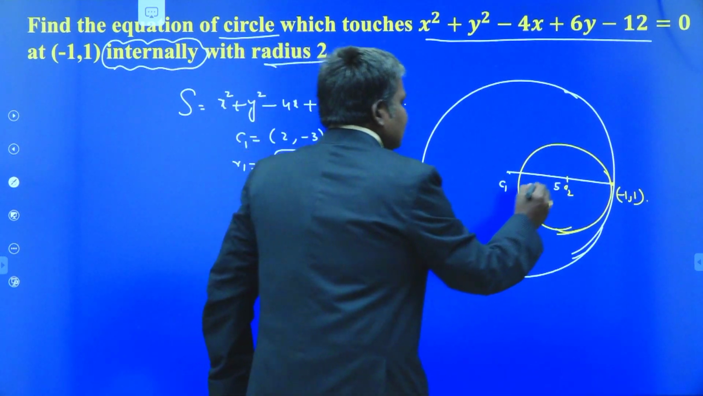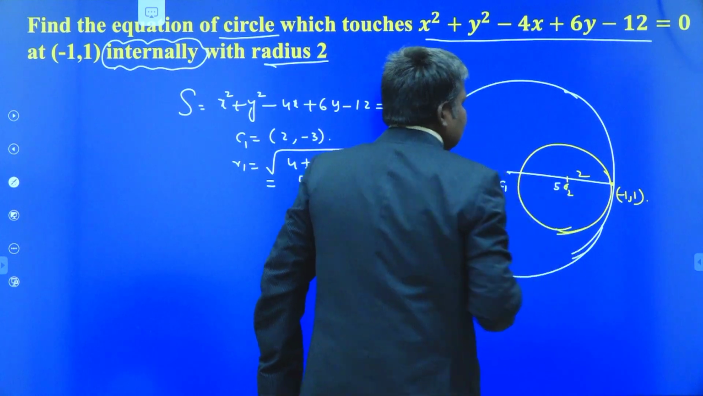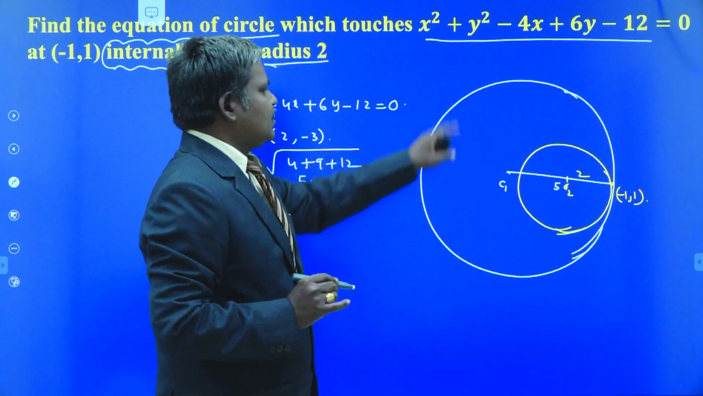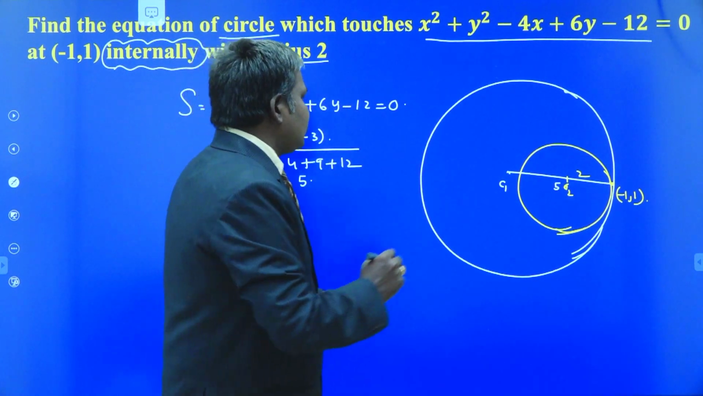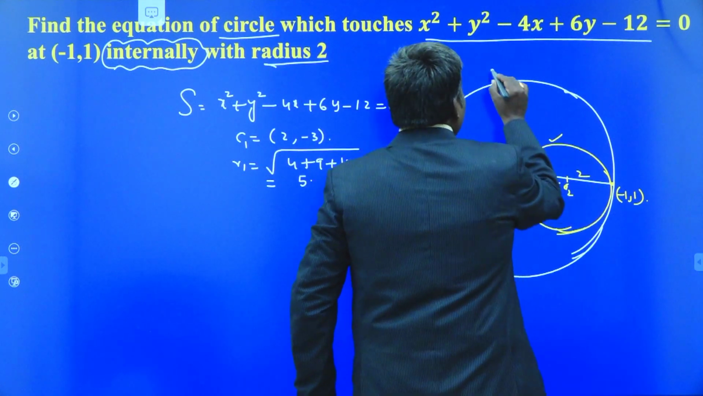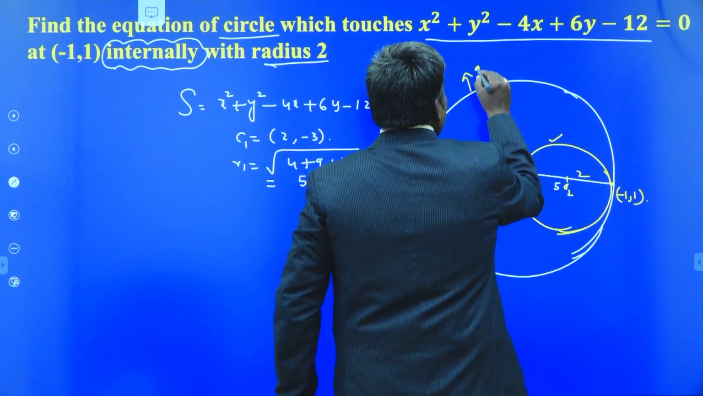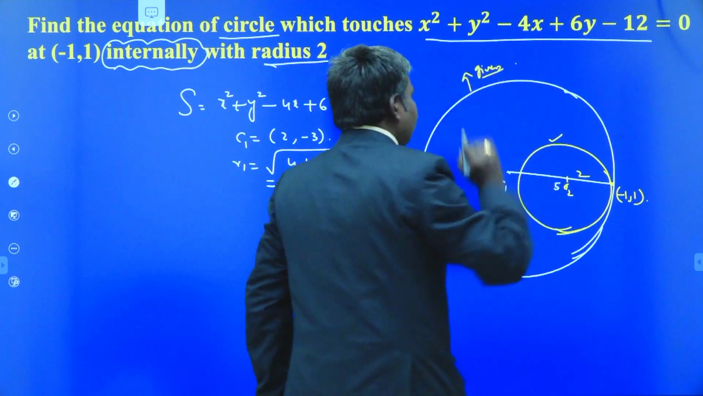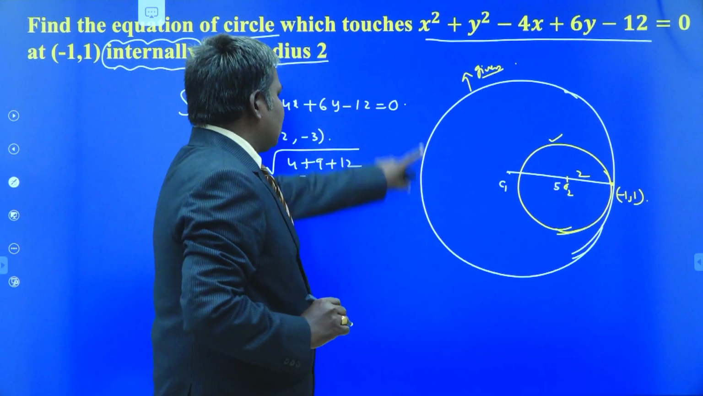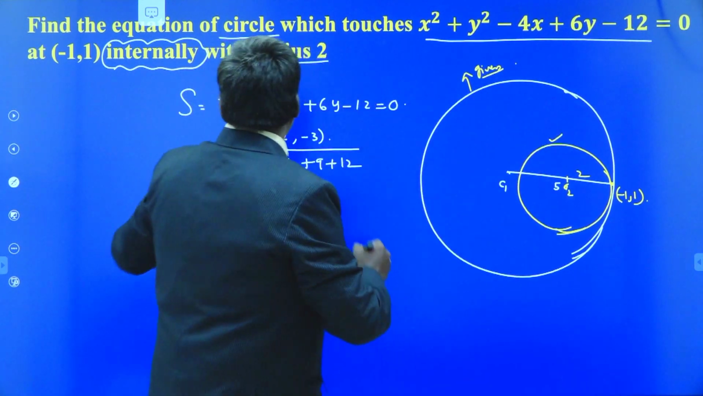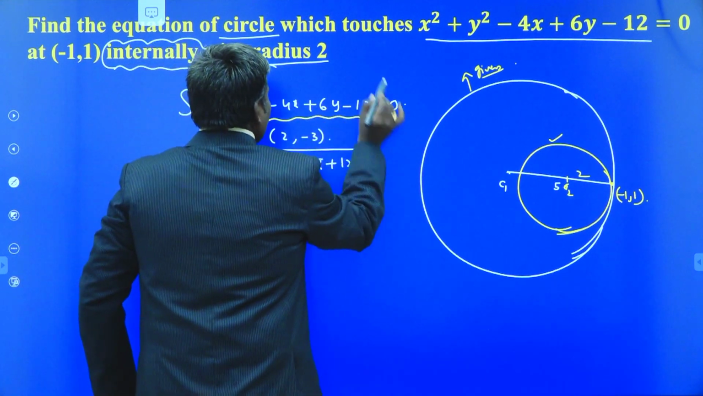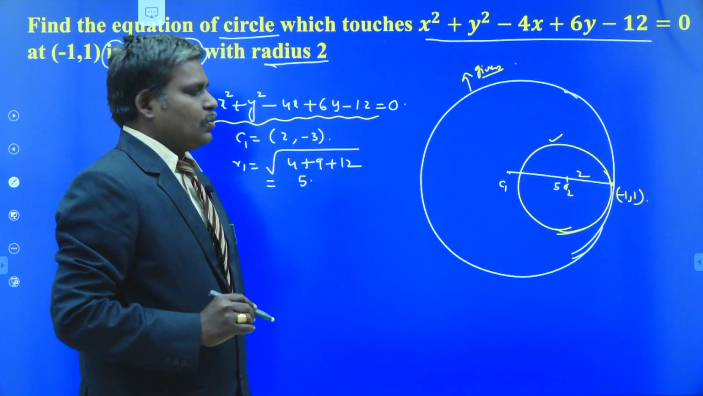Now, the radius of the required circle is 2 units. This is the center of the second circle. This is the diagram. We have to find this equation with the help of the given equation. This is the equation of the circle given by you: x square plus y square minus 4x plus 6y minus 12 equal to 0.